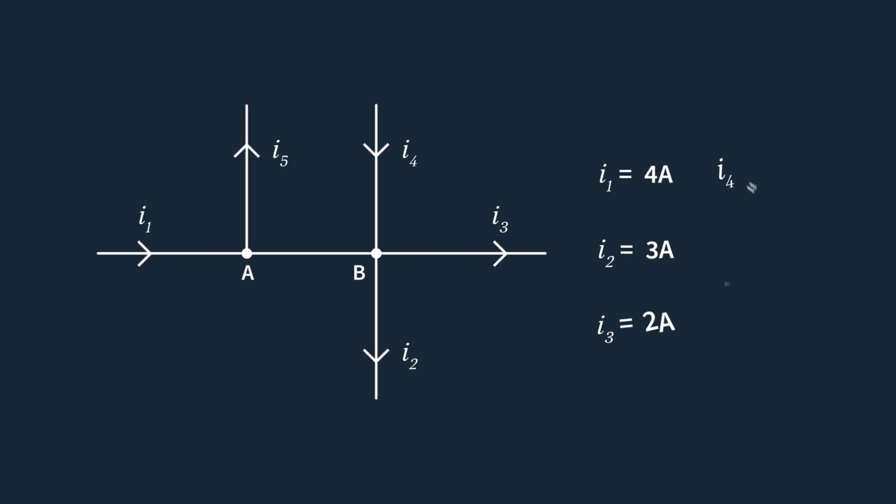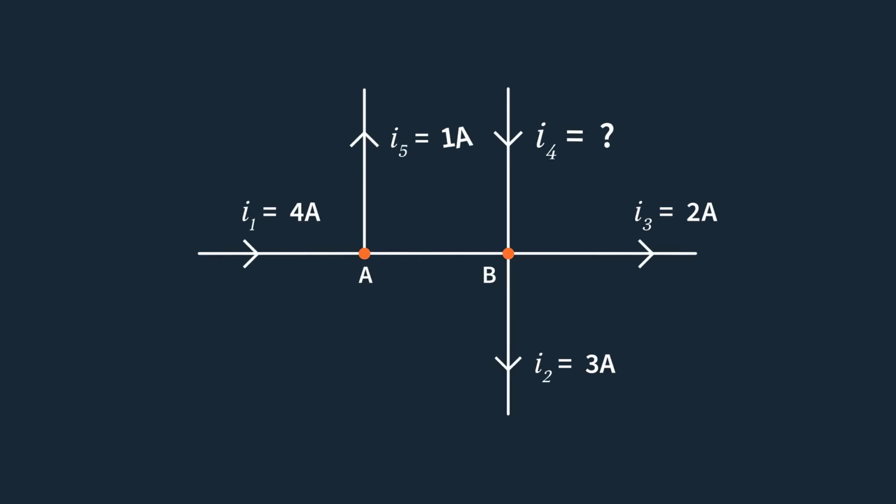Let's work through a few examples together to better understand KCL in action. For our first example, consider this circuit with points A and B. Current I1 enters point A while I5 exits point A, while I4 enters point B and I3 and I2 exit point B. We are given that I1 equals 4 amps, I2 equals 3 amps, I3 equals 2 amps, I5 equals 1 amp, where A represents amperes. Let's find the value of the unknown branch current I4.